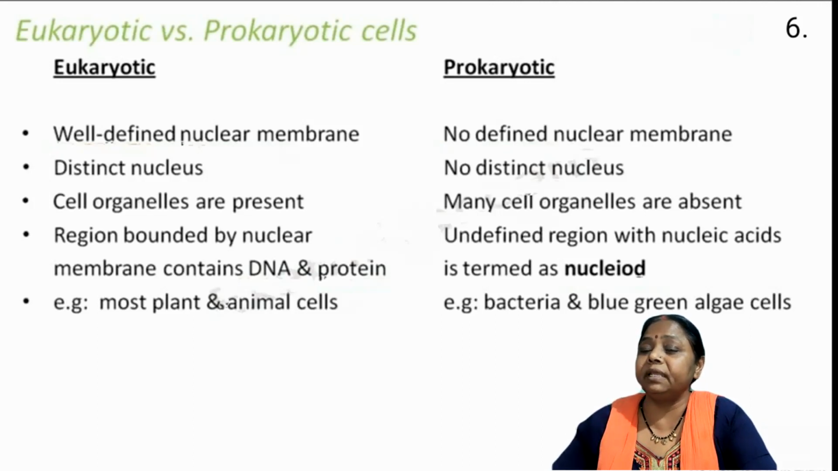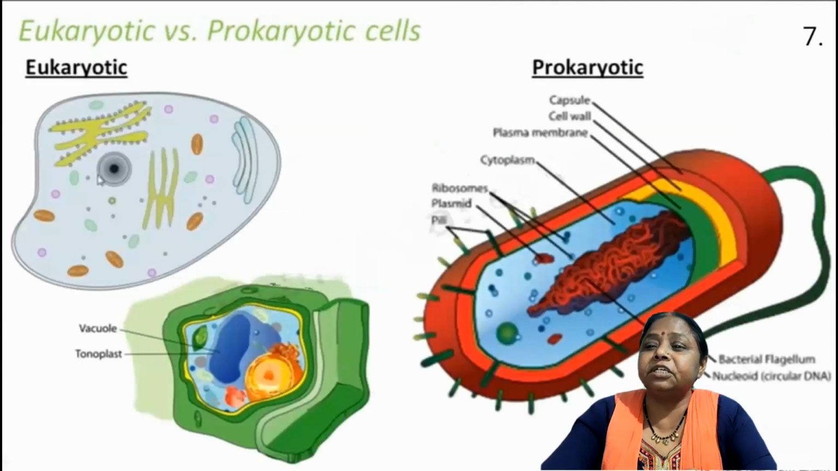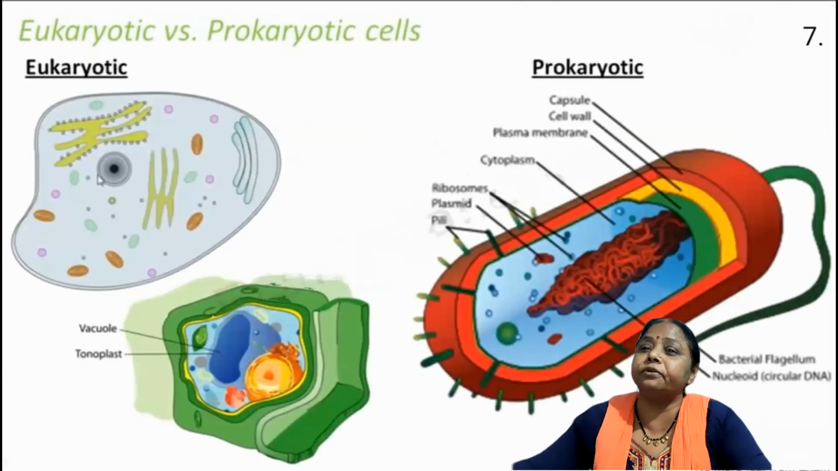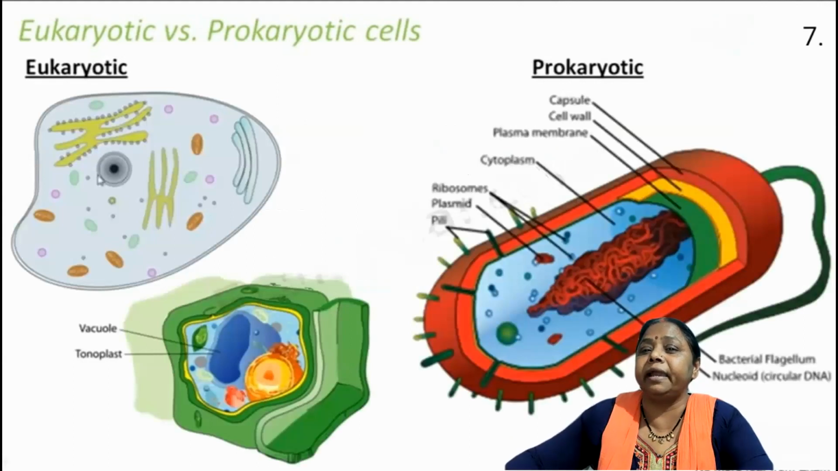Now example तो मैंने पहले ही बताया, most plants and animals are eukaryotic, whereas bacteria and blue-green algae are the example of prokaryotic cell. Now just to see the picture of eukaryotic and prokaryotic cell. ये animal cell है, एक well defined nucleus एक space के अंदर enclosed है, membrane के अंदर enclosed है. All the organelles are prominent, सब दिख रहा है, ठीक है.